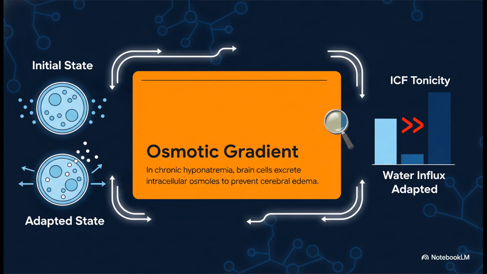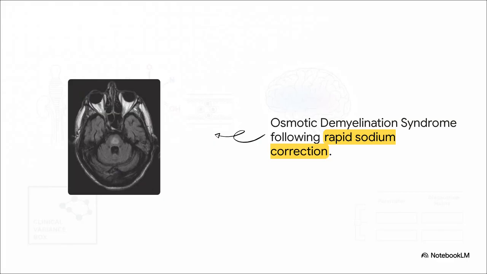This successfully equalizes the osmotic gradient and stops the brain from swelling, but it leaves those exact same neurons incredibly vulnerable to any sudden changes in serum tonicity. And ignoring that vulnerability, well, that results in iatrogenic catastrophe. Just take a look at this MRI demonstrating osmotic demyelination syndrome, historically known as central pontine myelinolysis.